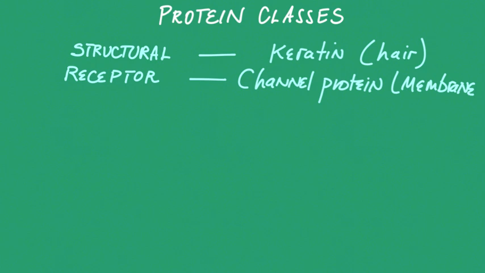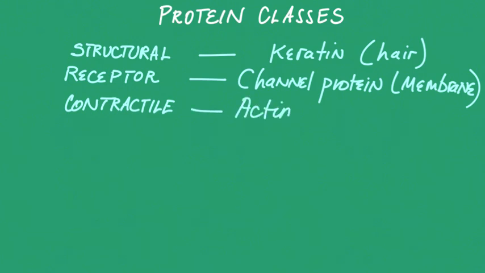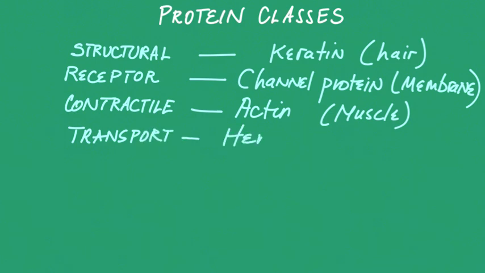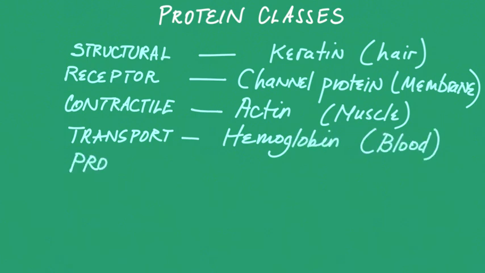The third type of protein are contractile proteins. Their function is to help a cell to contract and relax. This is found in the muscle tissue, and muscle cells have actin, which carries out that function. Transport proteins, as in the case of hemoglobin, transport gases such as oxygen and carbon dioxide in the blood. Protective proteins protect us from infections, as in the case of antibodies.